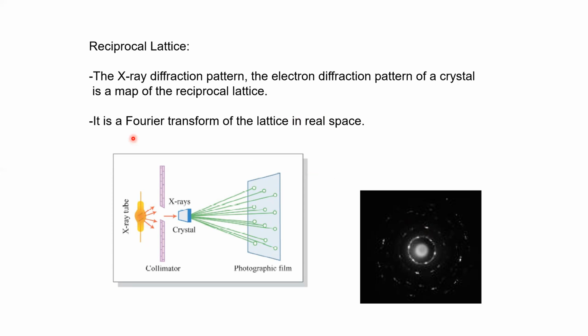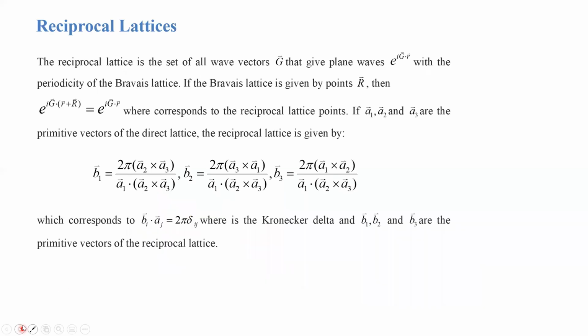It's just a Fourier transform of the lattice in real space. So we are living in real space, right? We see the crystals, we see the materials, we see the matter, this is real. But X-rays or electrons don't see like us. They see something that is in another space. This is called reciprocal space or reciprocal lattice. Okay, so how can we convert to reciprocal lattice, assuming that we know the real lattices or the real space?